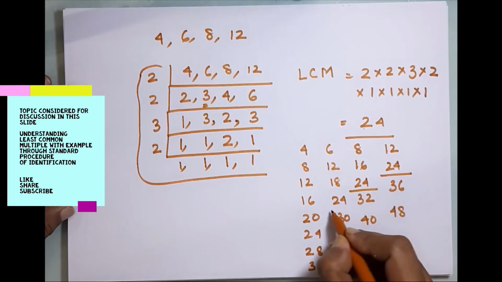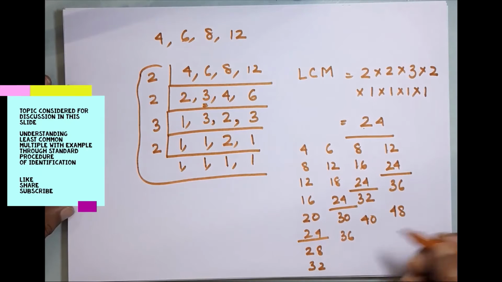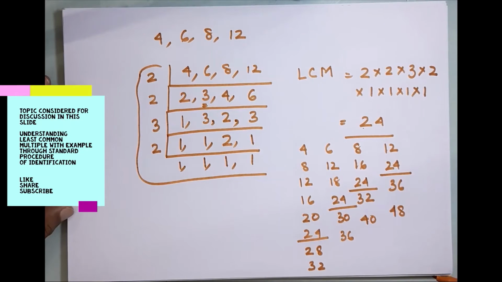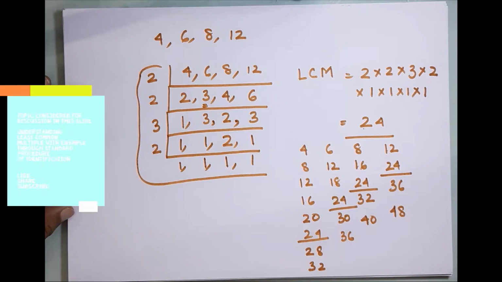24 is the common multiple. Is there anything less than 24? No, there is nothing less than 24. So we can comfortably declare 24 is the least common multiple of 4, 6, 8, and 12.